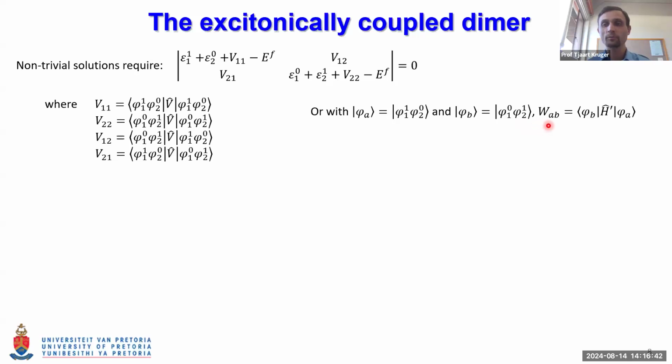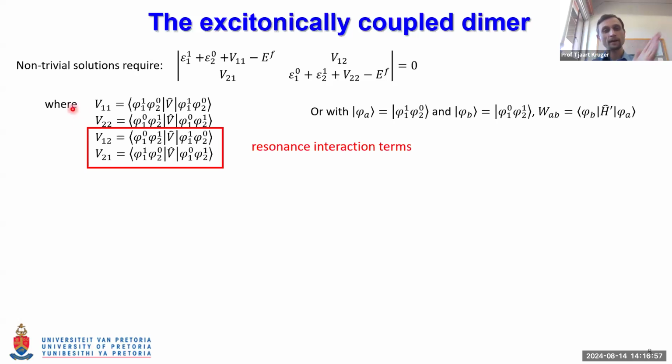So our W matrix is going to consist of these components consisting of phi A and phi B in all the different combinations. These two terms are the resonance interaction terms. The first two terms are just the diagonals of your W matrix. These two terms are the off-diagonal components, so they relate to resonances between the two states.